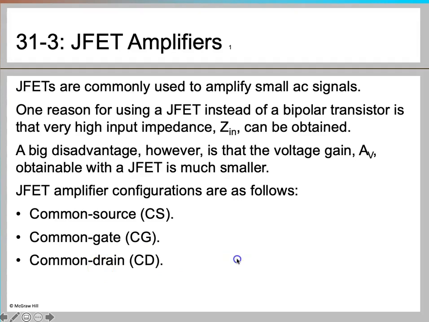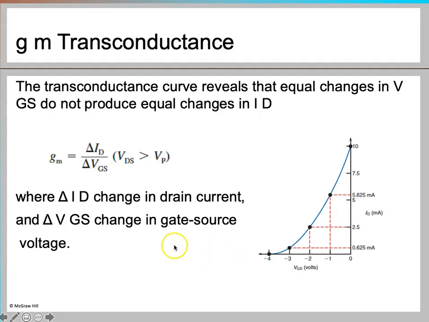Before we learn about these three different types of configuration, I would like to talk about transconductance, which is GM. We have already seen this transconductance curve in the previous lecture, so I'm going to explain it again, and we're going to see what formulas we can apply to calculate the transconductance. The curve you see here is drawn between ID and VGS, where ID stands for the drain current and VGS is the voltage between the gate and the source.